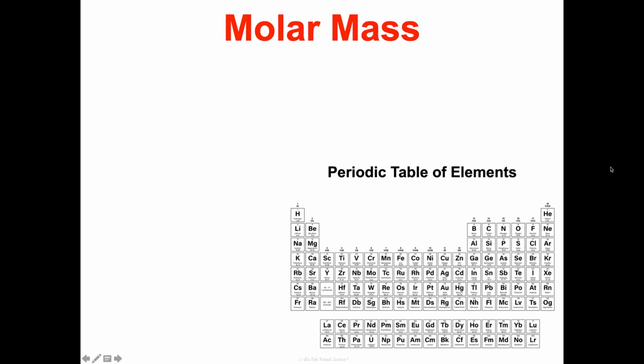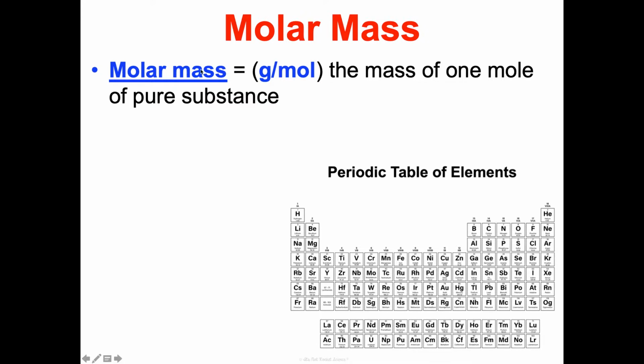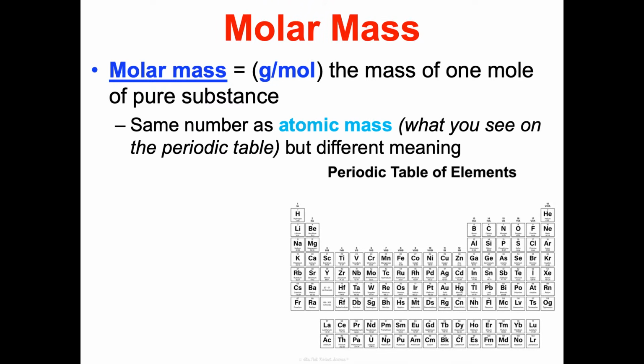Now, let's keep trucking along for the sake of the video. Let's talk about molar mass. This is something that's measured in grams per mole, but it basically tells you the mass of 1 mole of a pure substance. Now, here is what is nice about molar mass. It is the same number as atomic mass, which is what you look up on the table. It just has a different meaning.